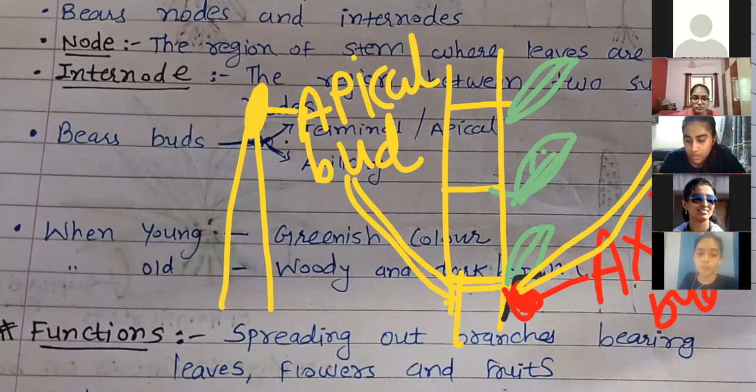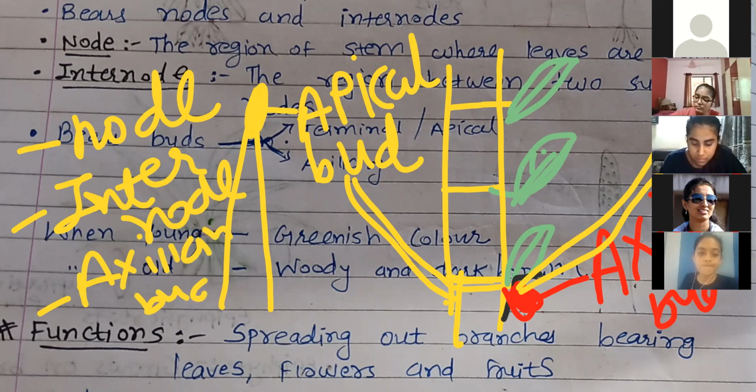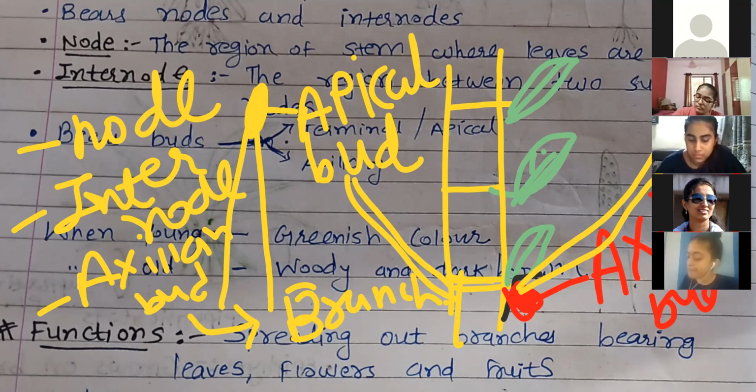Remember, on the stem, nodes are present, the internode structures are present, and then the axillary bud is present. This axillary bud helps in the formation of a new branch. This bud is located at the axil, the angle formed between the node and the leaf region. At that angle, at that axillary bud, a mass of cells is present.